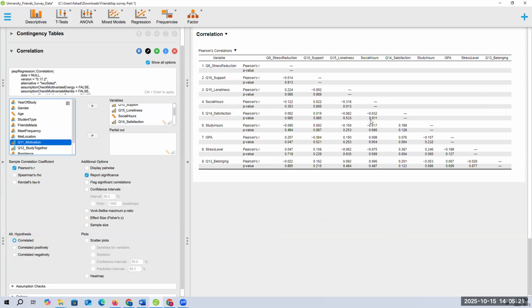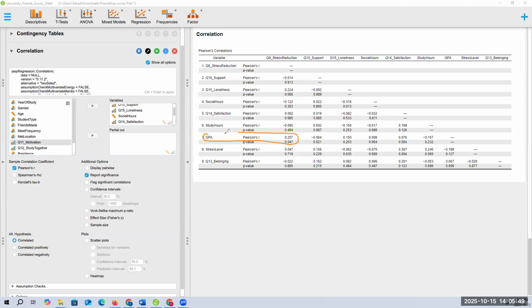That's not really significant. It's negative 0.032. Is there anything which is significant? Well, the p-value has to be significant too. Oh, GPA and stress reduction seems to be something that has a significant value.